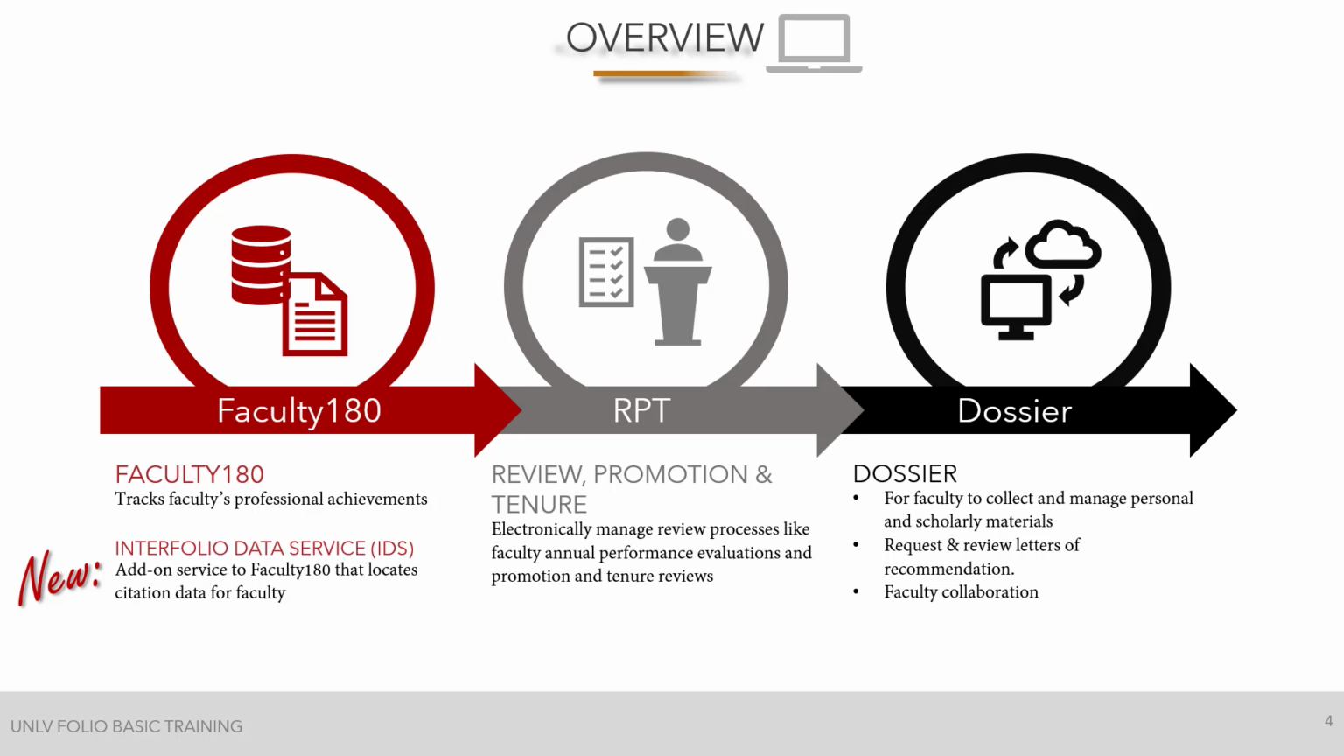UNLV Folio consists of 3 modules: Faculty 180, RPT, which is also known as Review, Promotion, and Tenure, and Dossier. The Faculty 180 module is one of the modules where faculty spend most of their time when using UNLV Folio. This is the area where they track their professional and scholarly achievements. It is both a database used to store their information, as well as a reporting tool to generate reports based on those achievements. For example, faculty members can create pre-formatted CVs and biosketches, and unit administrators can create reports on scholarly citations for everyone in their academic unit.